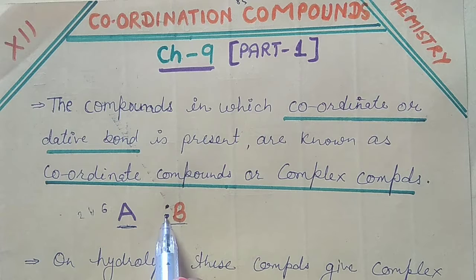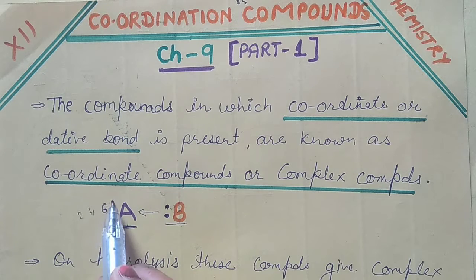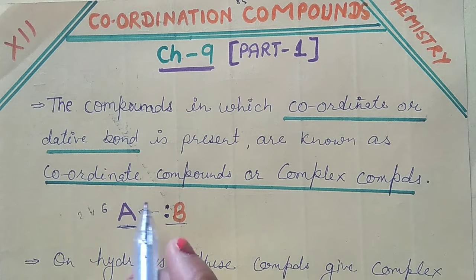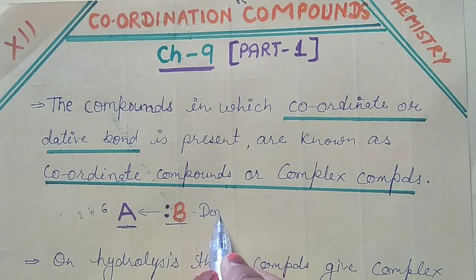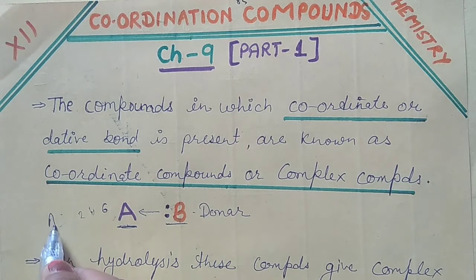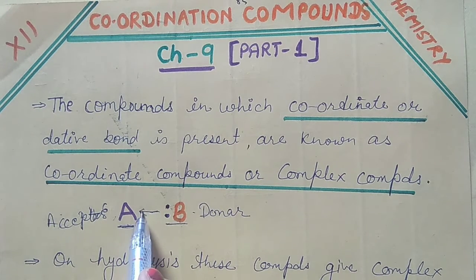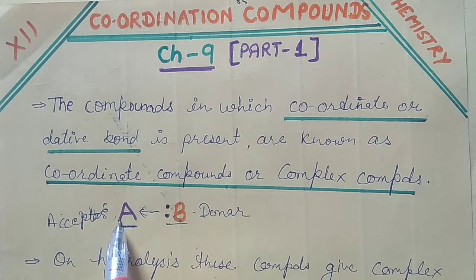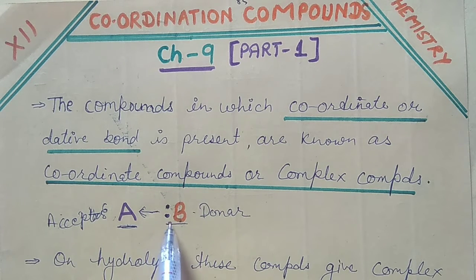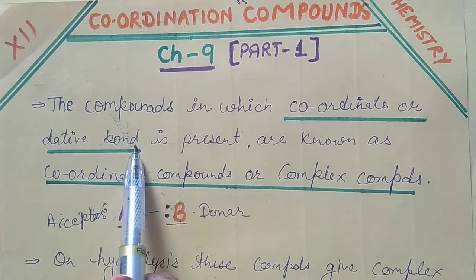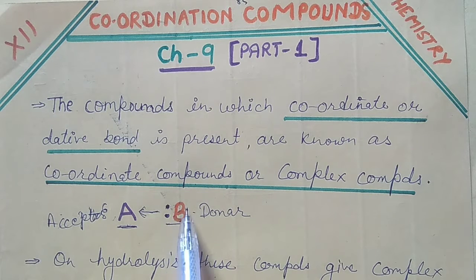Okay. Now this B can donate its lone pair to this one to complete its octet. So this atom will be known as the donor and this atom will be known as the acceptor. This bond between donor and acceptor, from the donor towards the acceptor, is known as a coordinate bond or dative bond. Okay, and on hydrolysis, these compounds give complex ions.